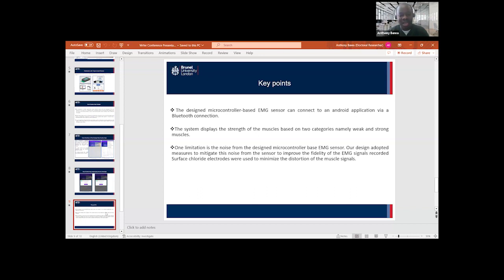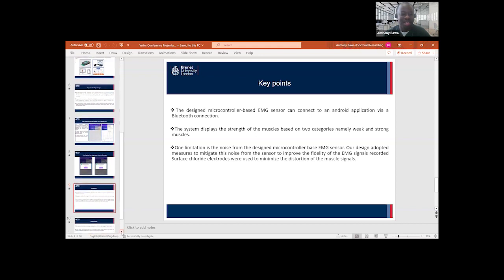So we try to see how we could minimize the noise and improve the quality of the signal. In future, what we hope to do is to try to use dry electrodes. What we used in our test was just surface chloride electrodes, which are wet electrodes, and there was some little bit of distortion. So in future we'll try to see how we could improve this design and the accuracy.